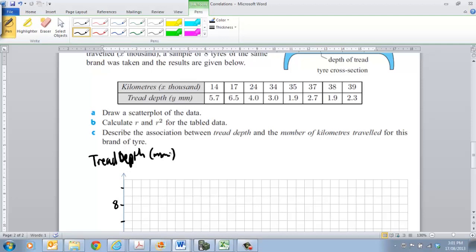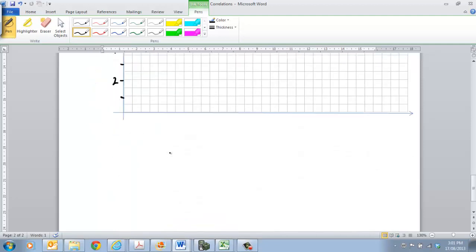Alright, and then my y-axis is the kilometres, okay? And my x-axis is kilometres, and that's thousands of kilometres, okay? And we need to go to 40, so I'm thinking obviously 2, 4, 6, 8, 10. We're going to have enough space there. So possibly, well, what I'm going to do, maybe 2, 4, 6, yeah, that might work, okay?